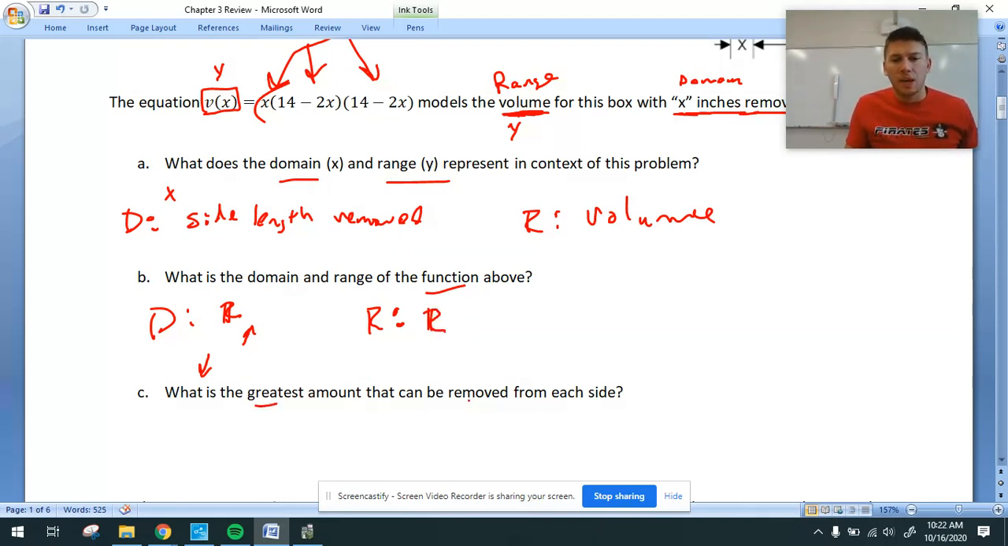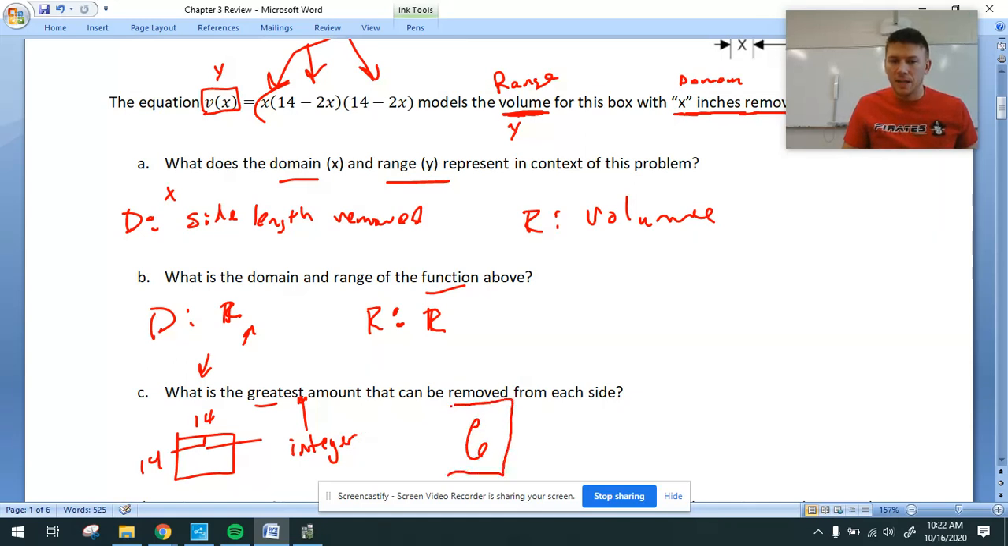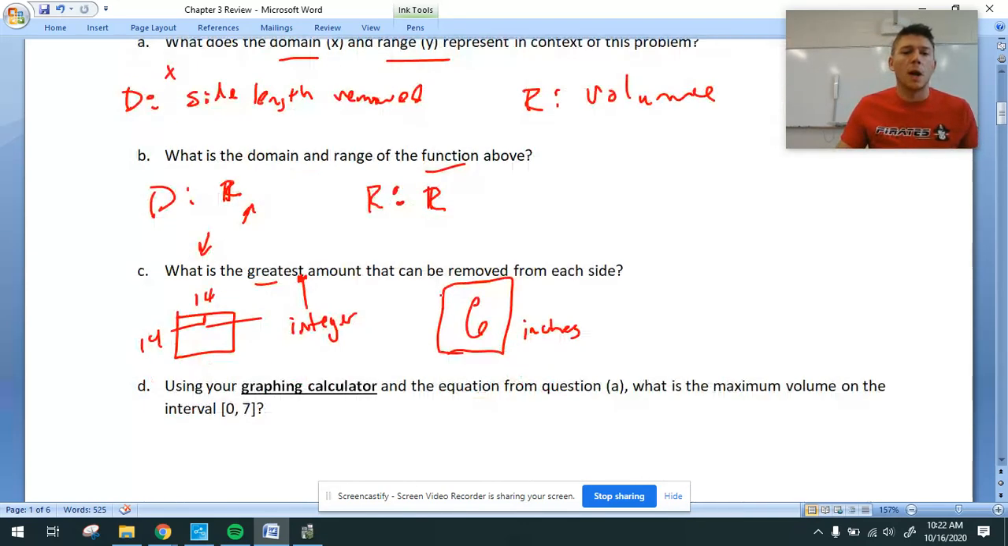What is the greatest amount that can be removed from each side? I kind of just talked about that, but what this is referring to is if the dimensions are 14 by 14, you obviously couldn't take off more than 7. Because if you cut off 7 and 7, you've removed that whole entire side length, and that doesn't make any sense. So what this really could be said is, what is the greatest integer, meaning whole number amount, that can be removed? So I would say 6 is the greatest, 6 inches. Now, if you said anything less than 7, just less than 7, that's okay as well.